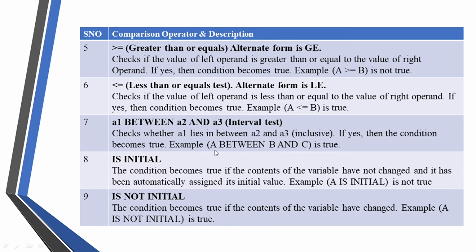That means to check whether a value A is in between B and C, for this type of comparison we use A BETWEEN B AND C. Everyone is getting it, right?